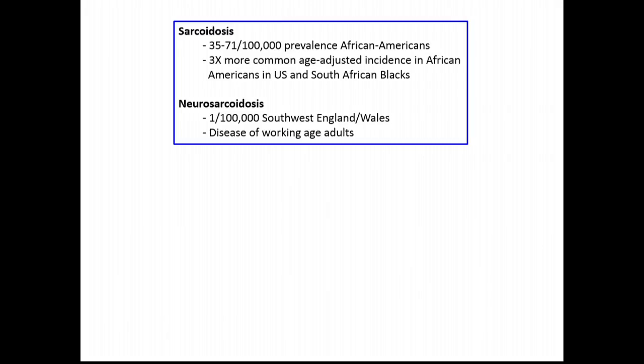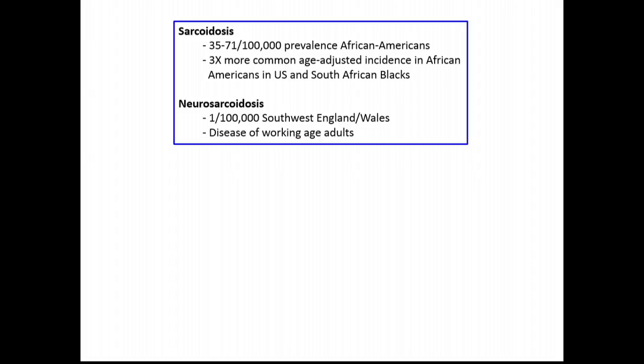In terms of the epidemiology, the prevalence varies depending on group, but it's not rare. It's actually quite common. In African Americans, it's 35 to 71 per 100,000 in both the southern United States and especially from excellent papers coming out of the Detroit area. It's 3 times more common in terms of an age-adjusted incidence in African Americans in the US, and there's a similar ratio in South Africa.